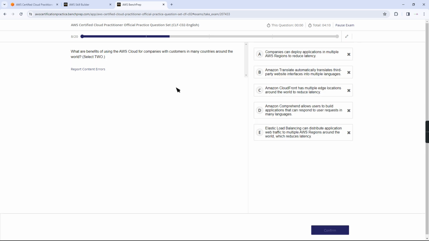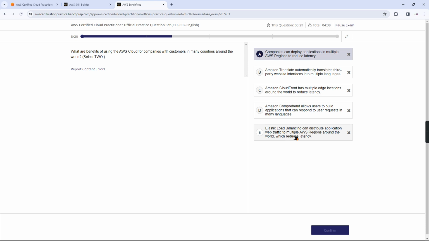Moving on. What are all the benefits of using AWS cloud for companies with customers in many countries around the world? Companies can deploy applications in multiple AWS regions. Correct choice. Translate is nowhere related to the question. No, completely wrong. CloudFront can be a wise option. Comprehend, again, it's not at all relevant to the question.